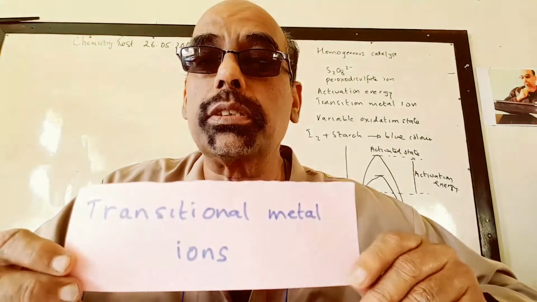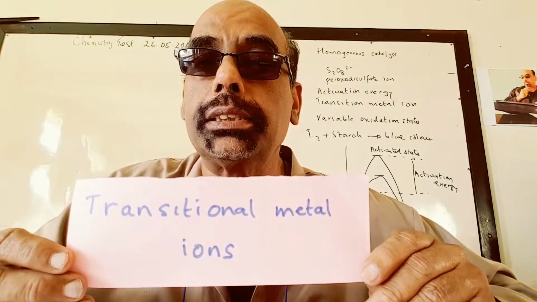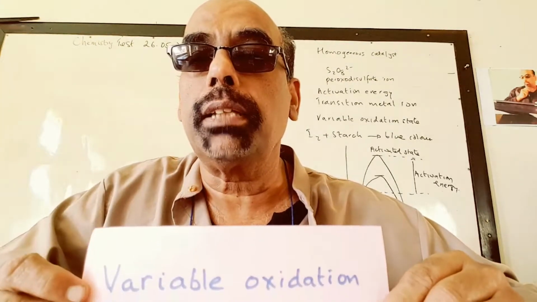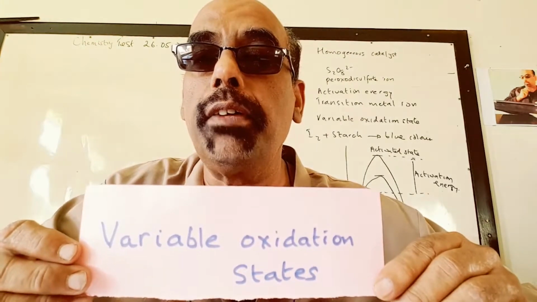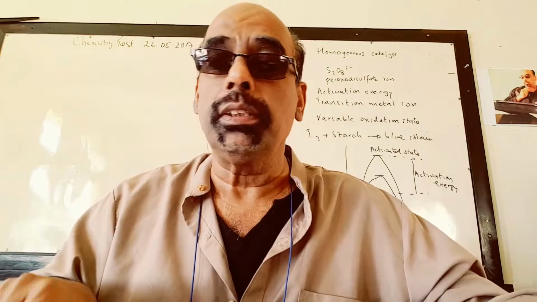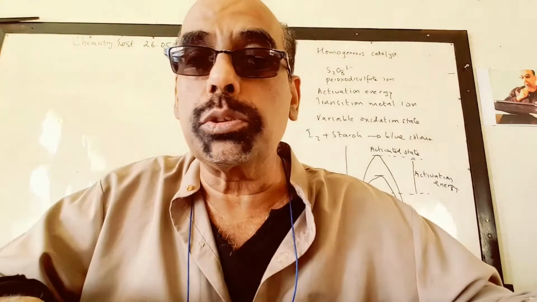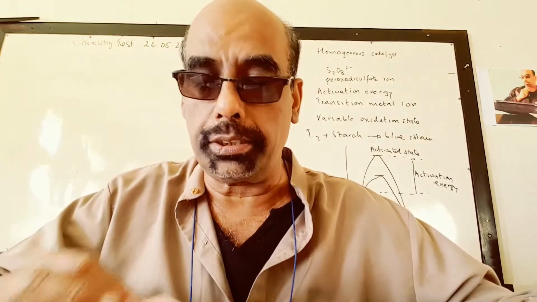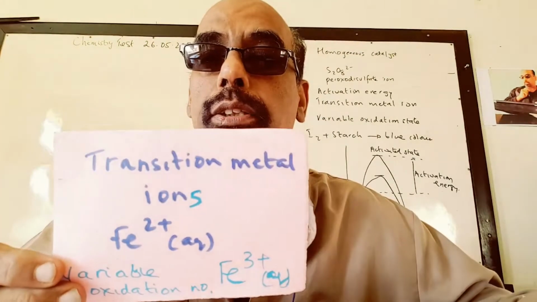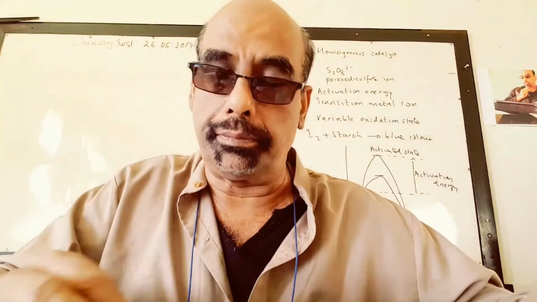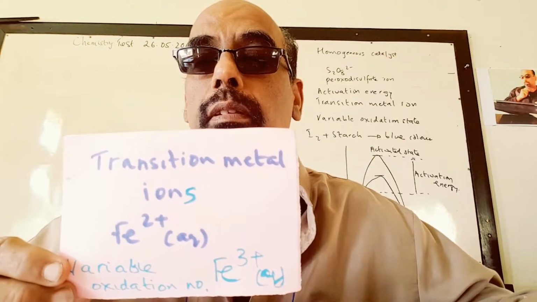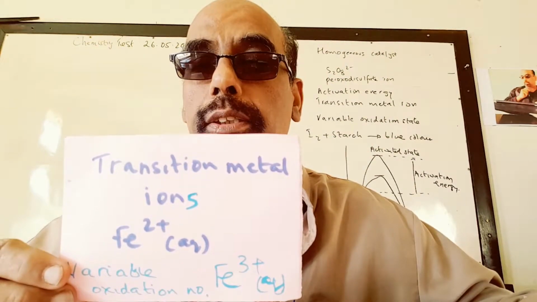Transition metal ions are often used as catalysts. Why are transition metal ions used as catalysts? Because they have variable oxidation states. In the reaction between peroxydisulfate ion and iodide ion, we use iron(II). We can use iron(II) as catalyst. Iron(II) can oxidize to iron(III) and iron(III) can reduce to iron(II).